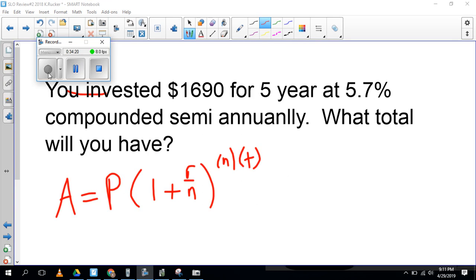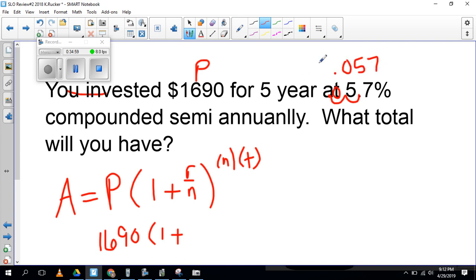Okay, here's one more example just for us to go over it again. It says you invested $1,690 for 5 years at 5.7%, compounded semi-annually. What total will you have after that 5 years? Okay, so we know we started off with P, so it's going to be 1690. Okay, 1 plus, we need our rate. So we got a rate of 5.7. Remember, got to move our decimal place 2 places. So 1, 2. So we'll get 0.057 and that'll be our R.